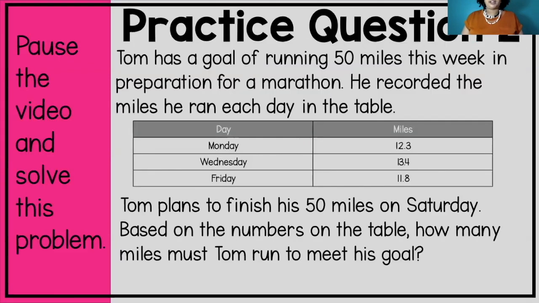Let's move on to practice question number 2. Tom has a goal of running 50 miles this week in preparation for a marathon. He recorded the miles he ran each day in the table. On Monday, he ran 12.3 miles. On Wednesday, he ran 13.4 miles. On Friday, he ran 11.8 miles. Tom plans to finish his 50 miles on Saturday. Based on the numbers on the table, how many miles must Tom run to meet his goal?